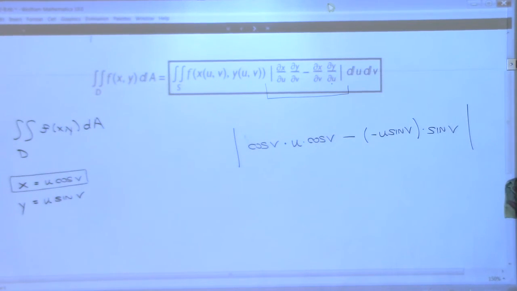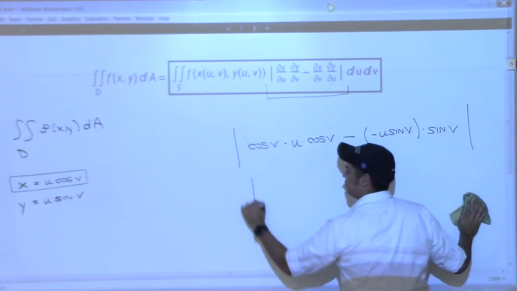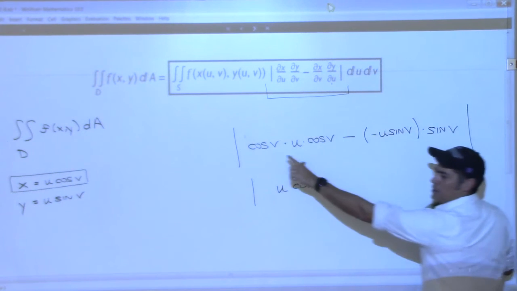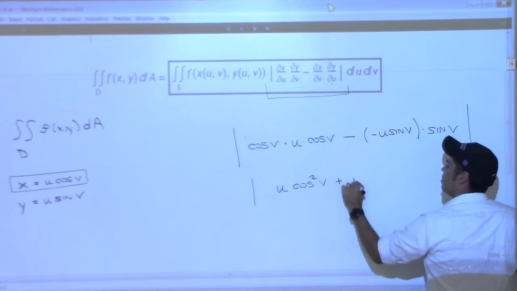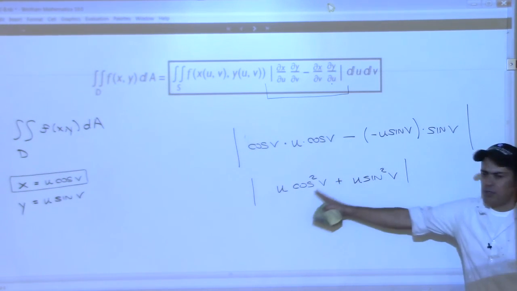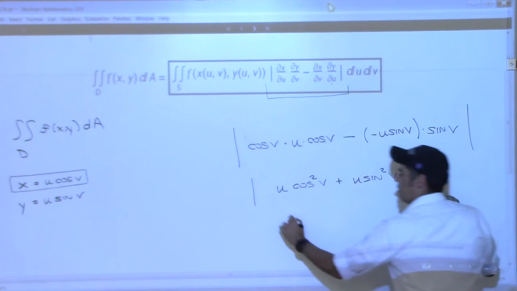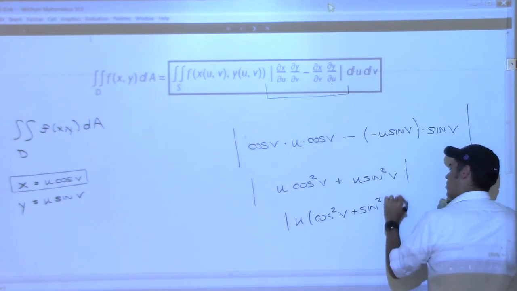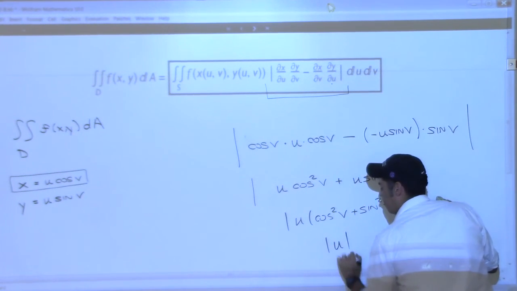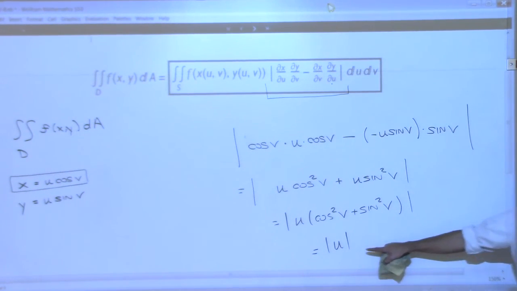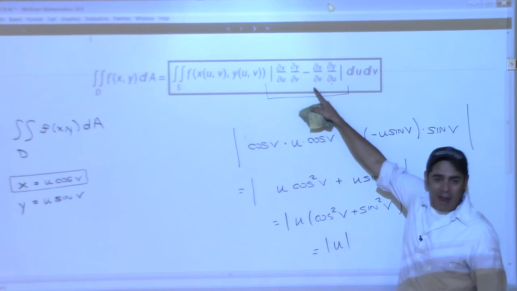Okay, we want the absolute value of this. Do y'all see what happens? This is u cosine squared v, plus u sine squared v. And so when you factor u out of each of these, you've got the Pythagorean identity right there, right? So this is just u. That's what needs to be inserted into the integral every single time.